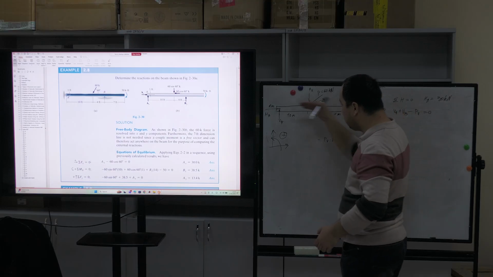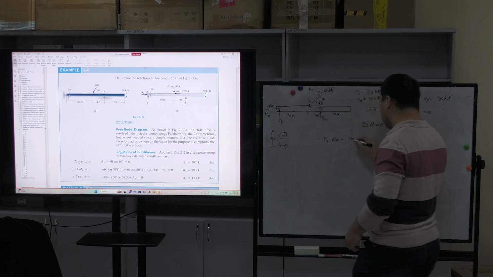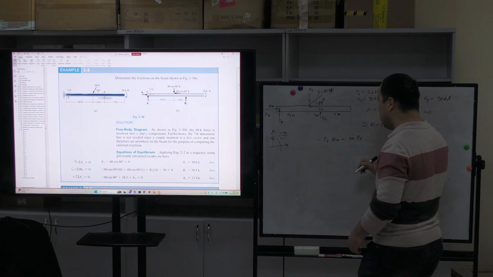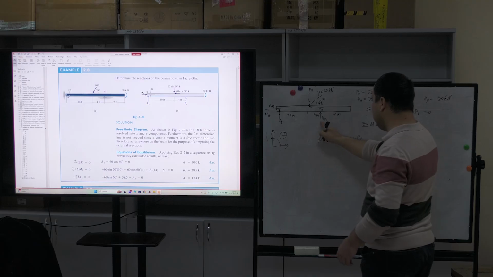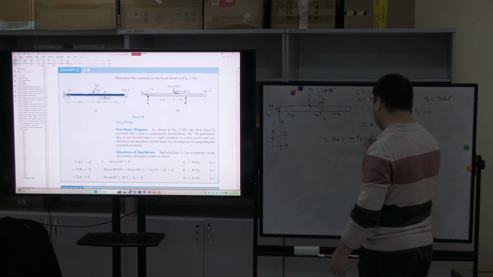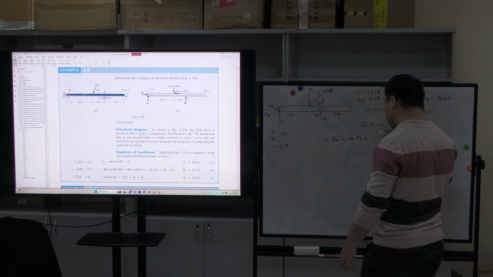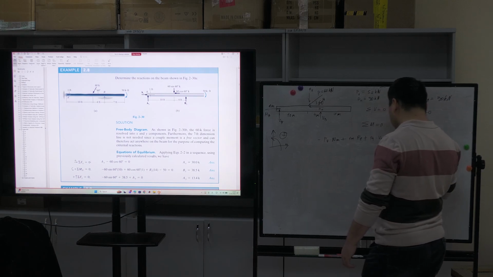Horizontal force acting in this direction, my moment is positive in this direction. That's why this is positive: 1 meter product PH. Next one is vertical forces. This one, VB, is also positive, 14 product VB is equal to 0.